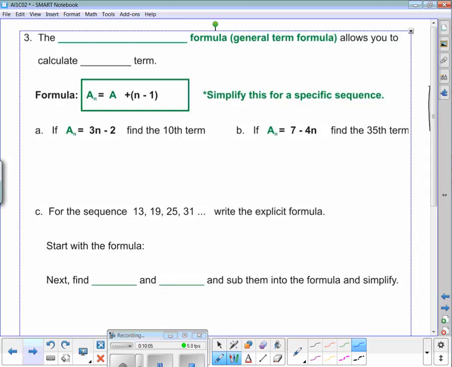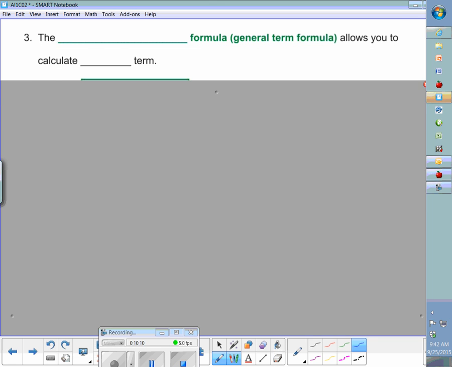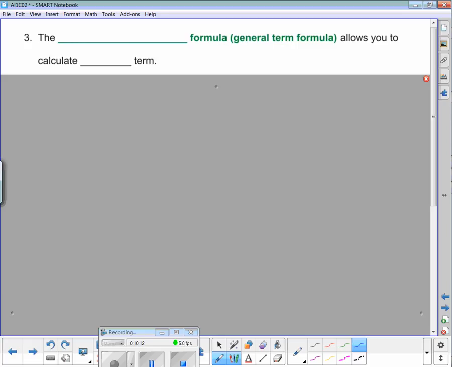Recursive leads us to... Anybody remember the name of the other one? Explicit, which is the more valuable one, in my opinion. The explicits. Do you guys have that as a vocab word? To be explicit is to be definite, is to be declarative, is to be definitive.